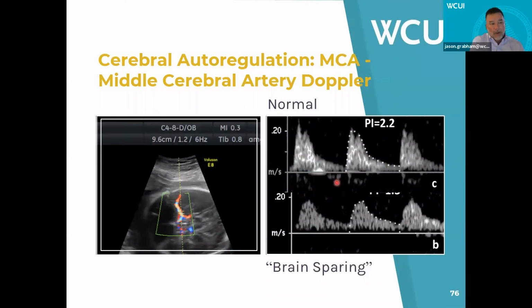Part of that, we won't go too deeply into this, but we always evaluate the middle cerebral arteries, because again, perfusion of the head can be compromised with a severe hypoplastic left heart, and it's relying on this retrograde filling. And so when we evaluate the MCA, you see a normal pattern here, and then you see what we refer to as brain sparing down on the graph below.